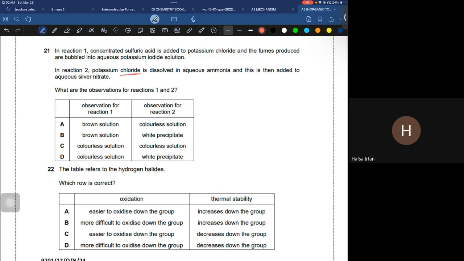Chloride is going to give you the white precipitate with silver nitrate, silver chloride. With white, you have two options, B and D. Either B is correct or D is correct, because they are going to give you a white precipitate, because you have chloride.